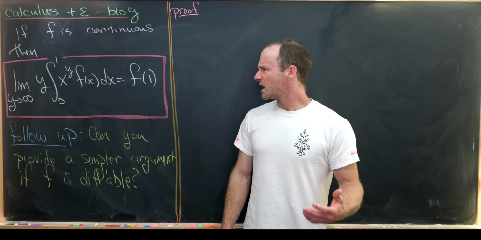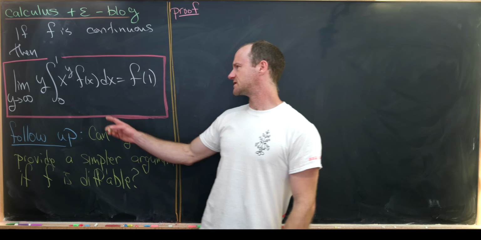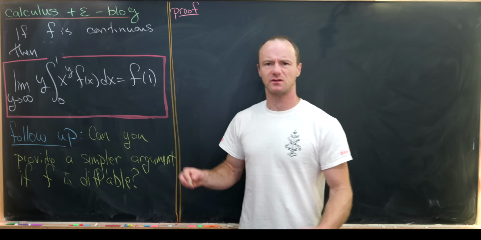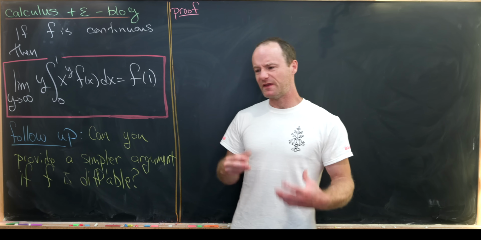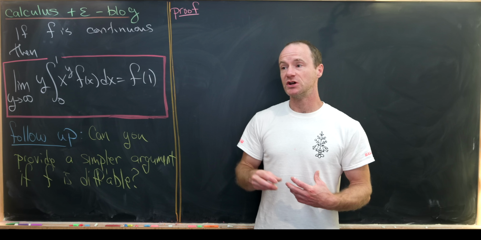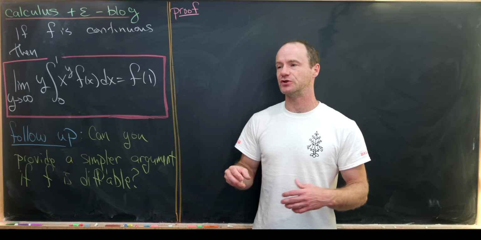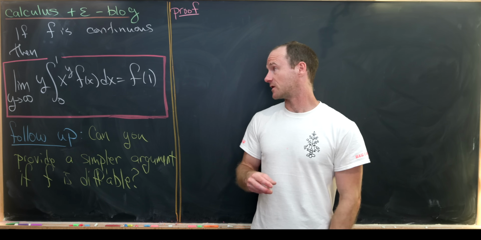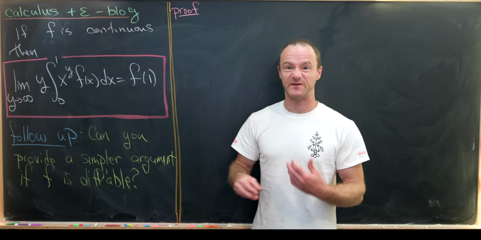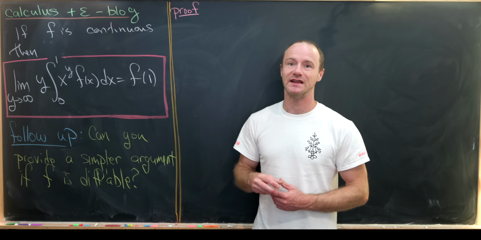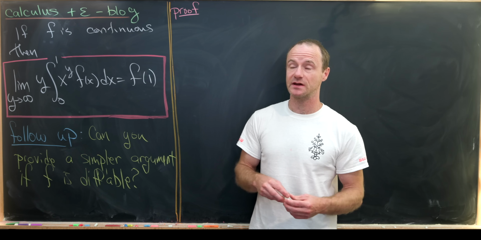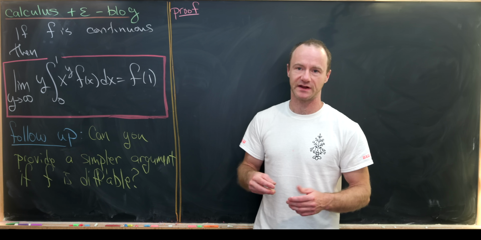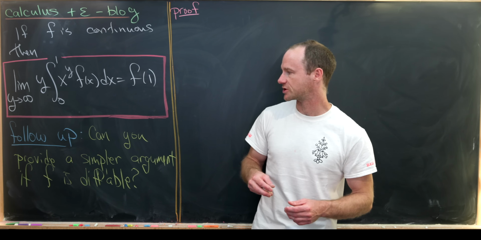What I think is pretty cool about this is you've got this limit and integral combination that pulls out a value of a function. And this feels pretty similar to the Dirac distribution or the delta function that you sometimes see in a physics class or sometimes at the end of a differential equations class. That also essentially combines a limit and an integral together to give you a value of a function.